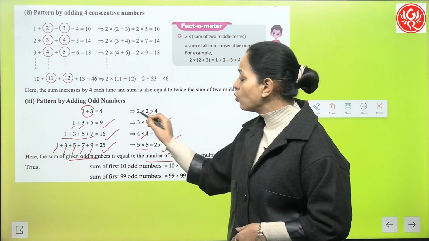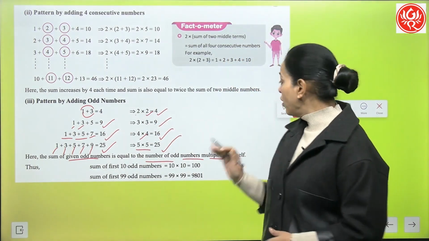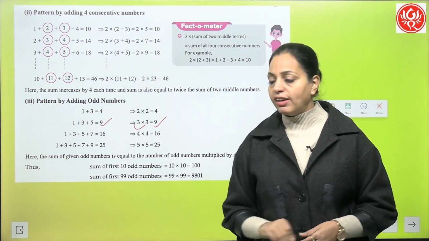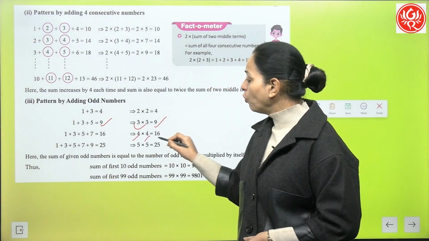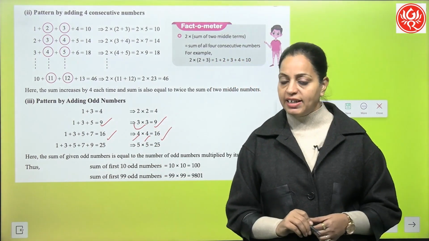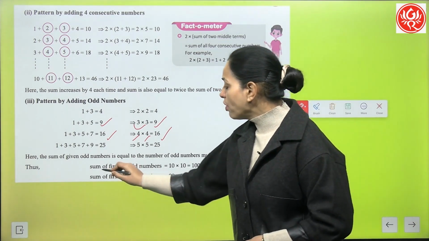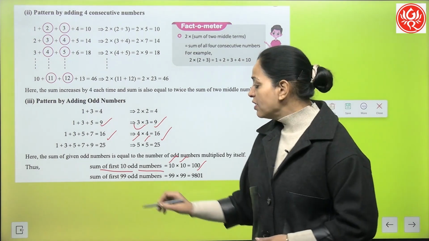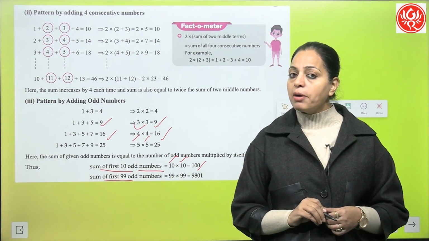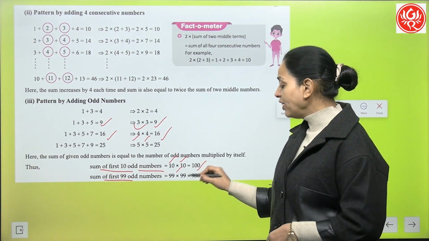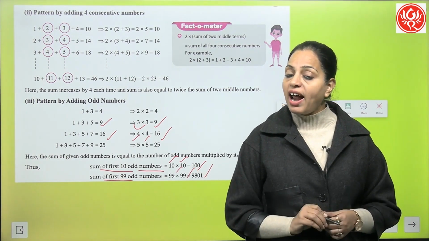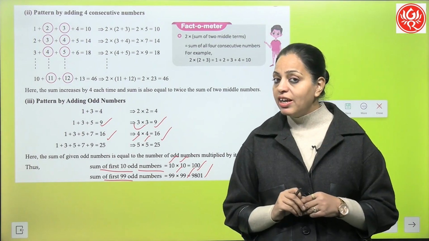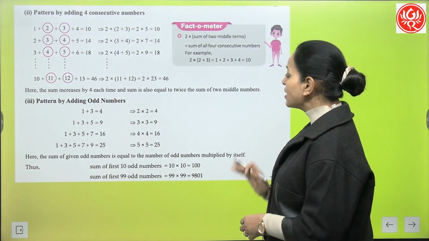2 odd numbers, 2 into 2, answer is 4. 3 odd numbers, 3 into 3, sum is 9. 4 odd numbers, 4 into 4, sum is 16, right? So, the sum of the first 10 odd numbers means 10 into 10, that is 100. The sum of the first 99 odd numbers, that would be 99 into 99, that is 9801. So, this is very interesting, isn't it? I hope this is clear to you.